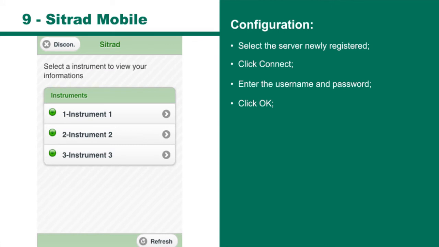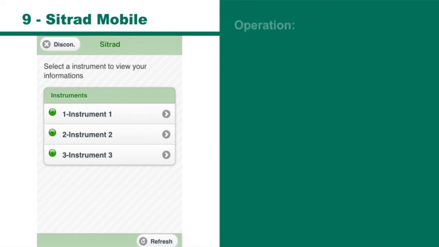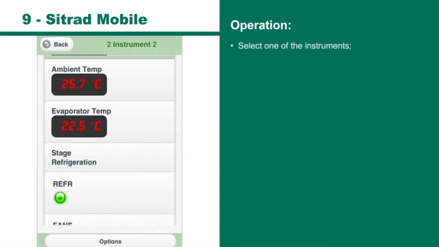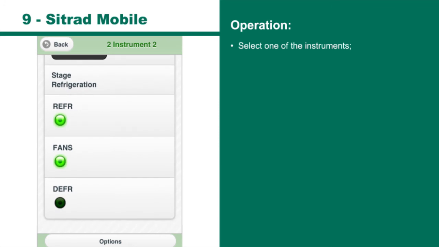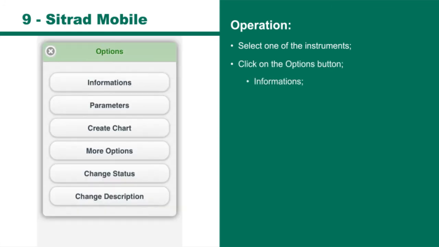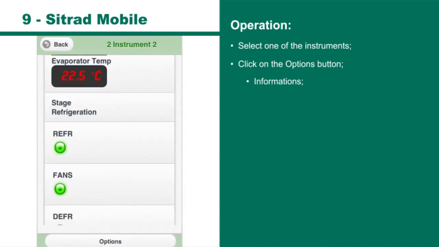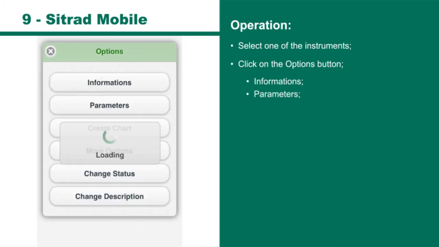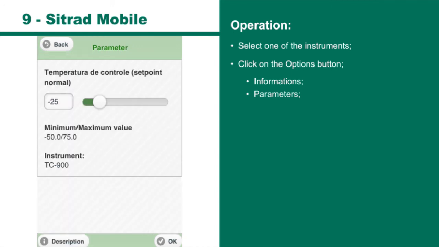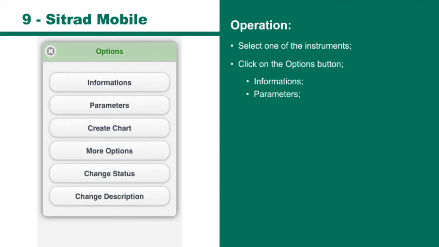In the next window, you will see the instruments connected to Sitrad Local. Operation. Select one of the instruments. The information panel will open with the main items. On the lower part of the screen, we have the Options button. By clicking, you will have access to the information panel, where we were previously, the parameter list. Simply select the gear on the right side of the parameter to open the page and change the parameter. After changing the value, click OK to return to the list.